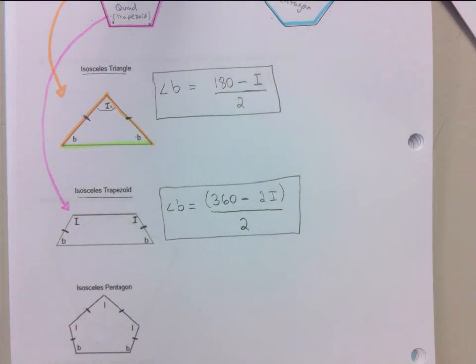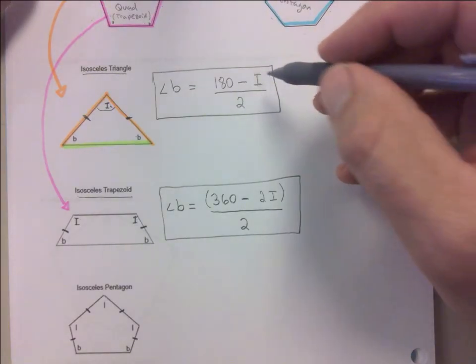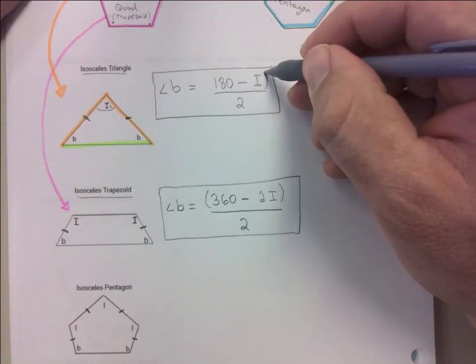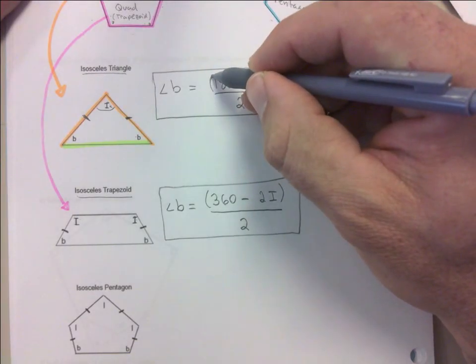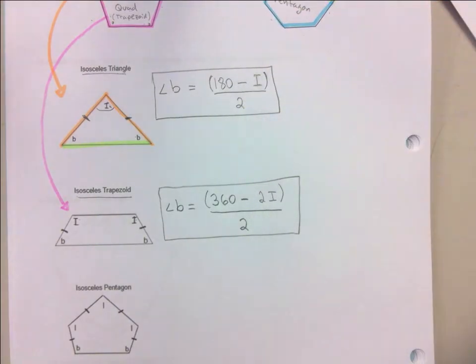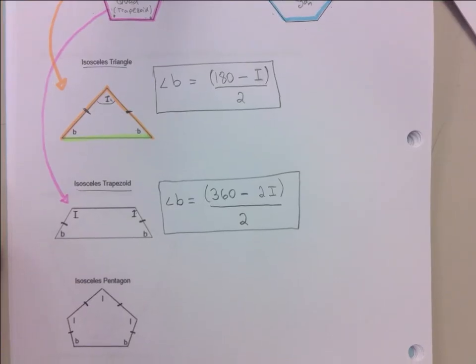And I forgot something on the first one. It's implied, but some students miss it. There should be brackets around the top expression, because this needs to happen first before you divide by 2, okay? Can you guess what the formula, I wonder if some of you could probably come up with the formula for that last one, the pentagon.